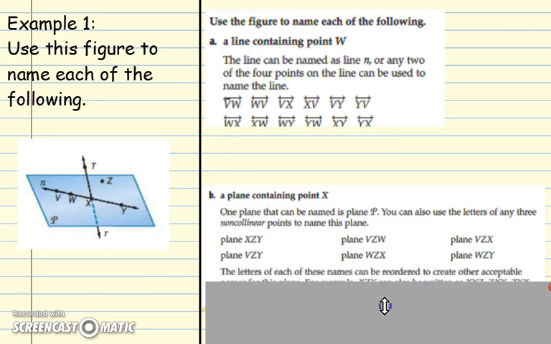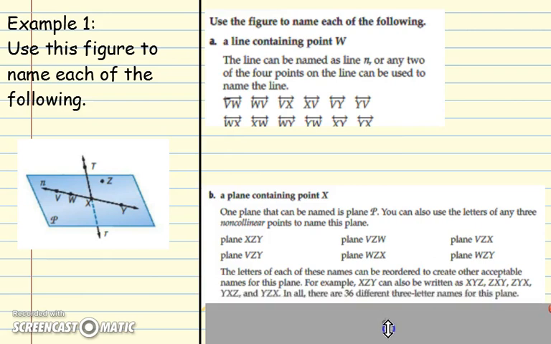And just like we said, you can do it in any order. So there's 36 different names for this plane. We don't need to go through all of them. We're just identifying points, lines, and planes, and then we'll start talking about intersections and different things along those lines in the next lesson.